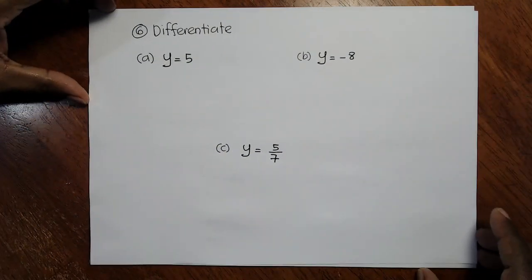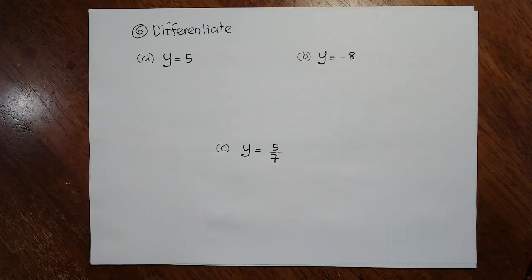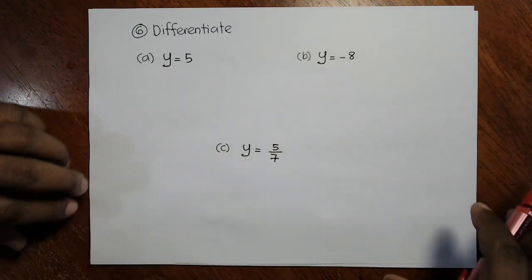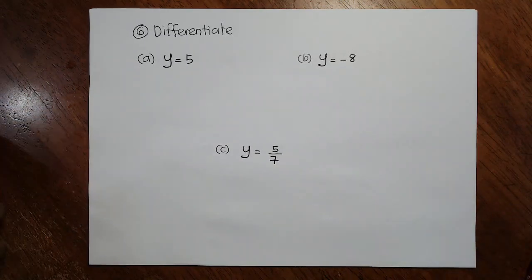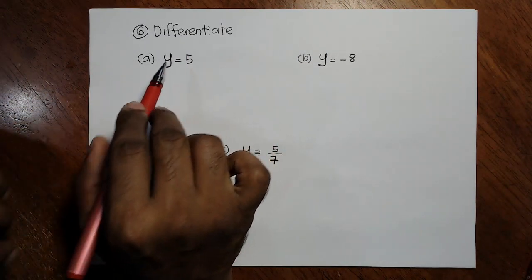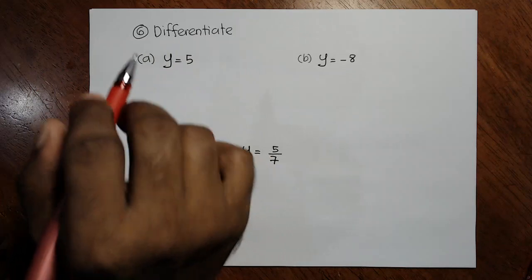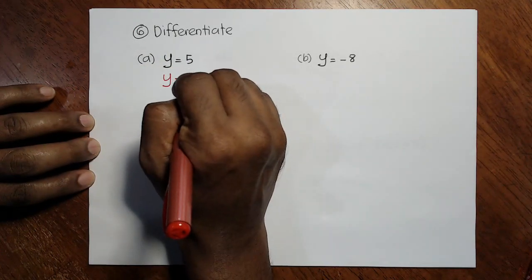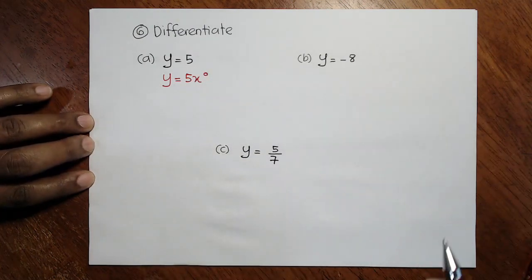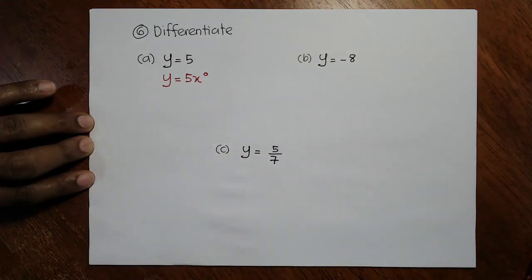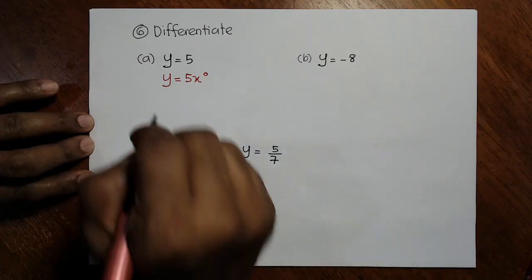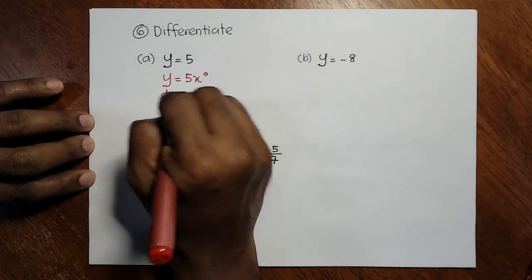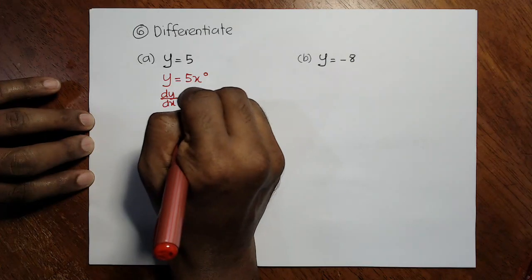What happens when you have y equals to a number only? For example, like this, y equals to 5. You just have y equals to 5. What do you do? Right. So if you want to imagine there's an x beside the y, you can imagine it as y equals to 5x to the power of 0, because x to the power of 0 is 1. Therefore, 5 times 1 will be 5, right? And yeah, so when you do dy dx, it becomes 5.